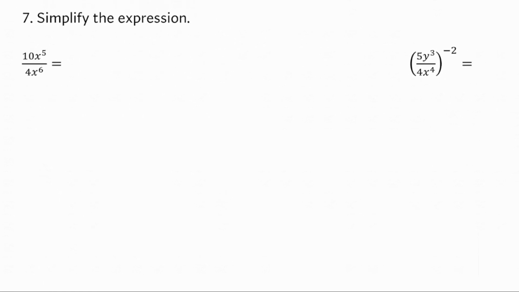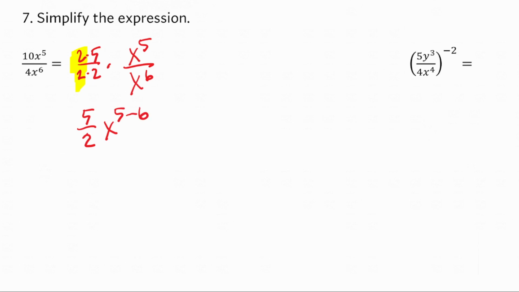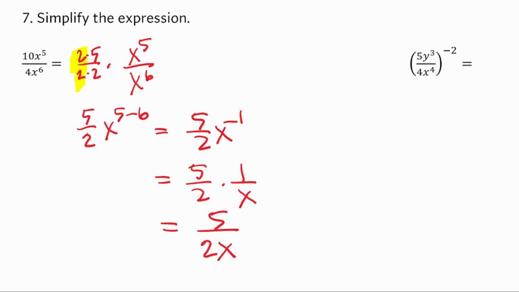Simplify the expression. So split out the numbers from the variables. Okay. And 10 divided by 4, those are both even numbers, so I can say that's 2 times 5 divided by 2 times 2. And then 1 times 5 halves is 5 halves. And x to the 5 divided by x to the 6 would be x to the 5 minus 6, which would be 5 halves x to the negative 1. It didn't say simplify with no negative exponent, so you could stop there, or you could put it in the denominator. You could say that's 5 halves times 1 over x, which would be 5 times 1 divided by 2 times x.